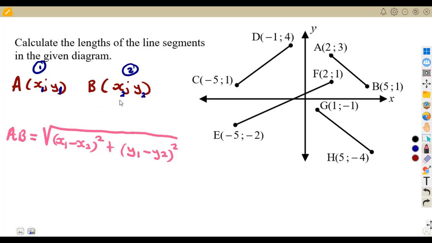It can be either way. You can even subtract this way: x2 minus x1, y2 minus y1. It's one and the same thing.